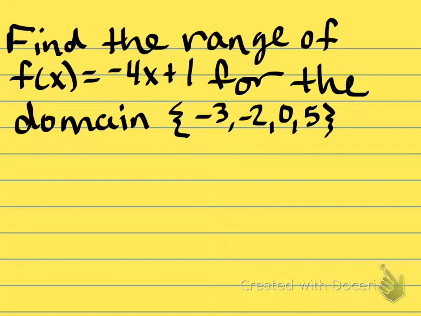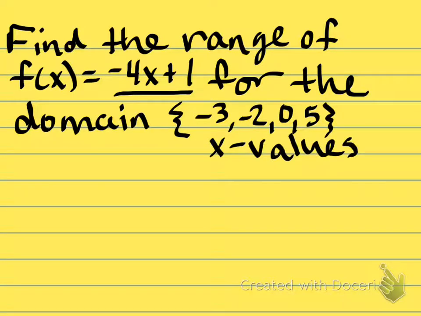Alright, let's do another one. Find the range of f of x when we have the function -4x plus 1 for the domain of -3, -2, 0, and 5. So now we're going to have to do this one 4 times. Each of these numbers is going to be plugged in for x. So we have -4 times -3 plus 1.